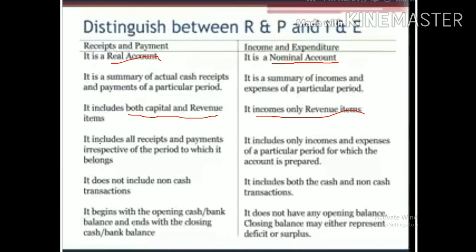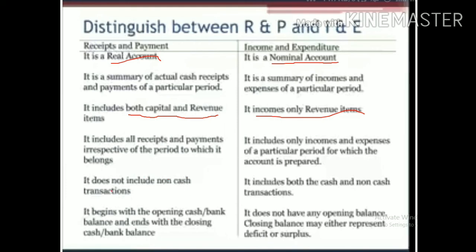Then the fourth point: the receipts and payment account includes all receipts and payments irrespective of the period to which they belong. That is, current year amounts, previous year amounts and future period amounts are recorded in the receipts and payment account. But the income and expenditure account includes only incomes and expenses of the particular period for which the account is prepared. In whichever year the account is prepared, the incomes and expenses of that particular period only are included.